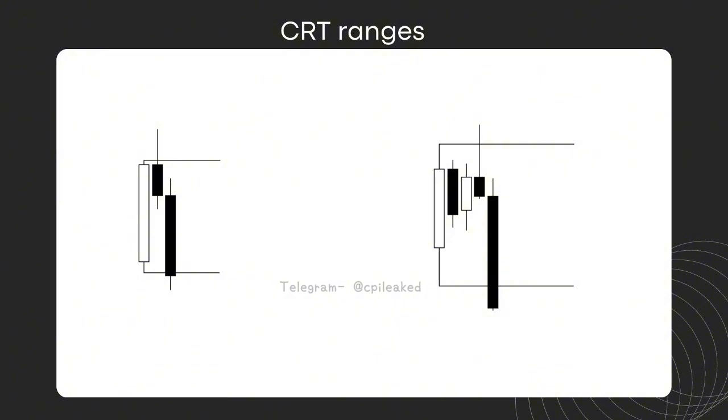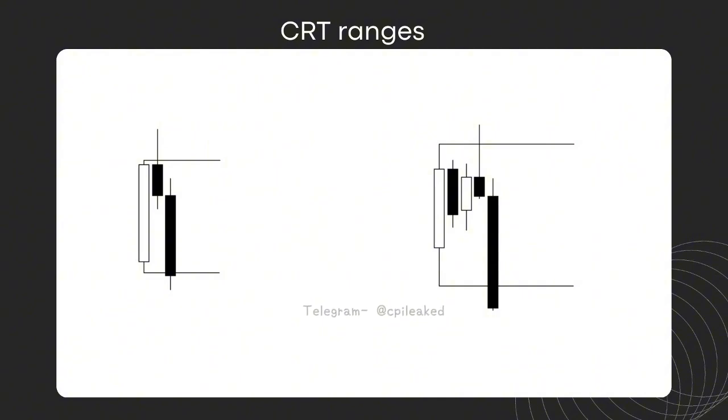Next one we've got is CRT ranges, right? Now we all know how they look. First one we've got is the three candle CRT right here. You can see the first candle is the CRT range, then it's bulged by the second candle, and then this third candle distributes lower to take out the opposite side of the range.